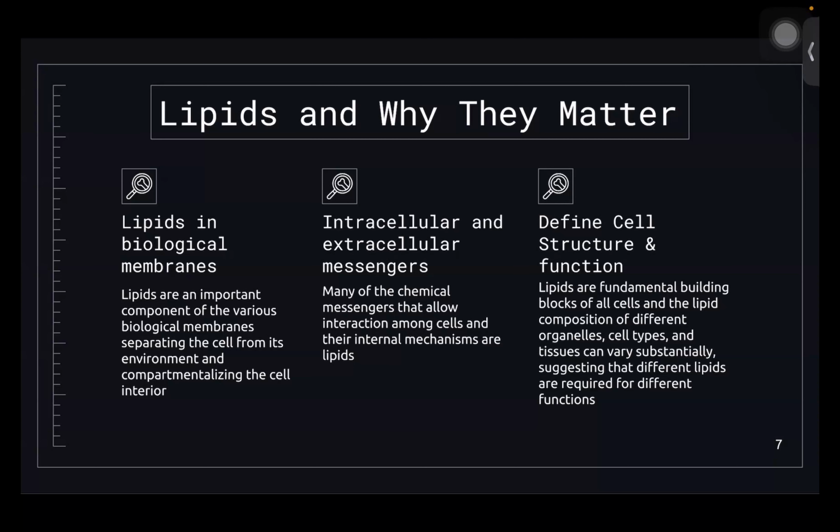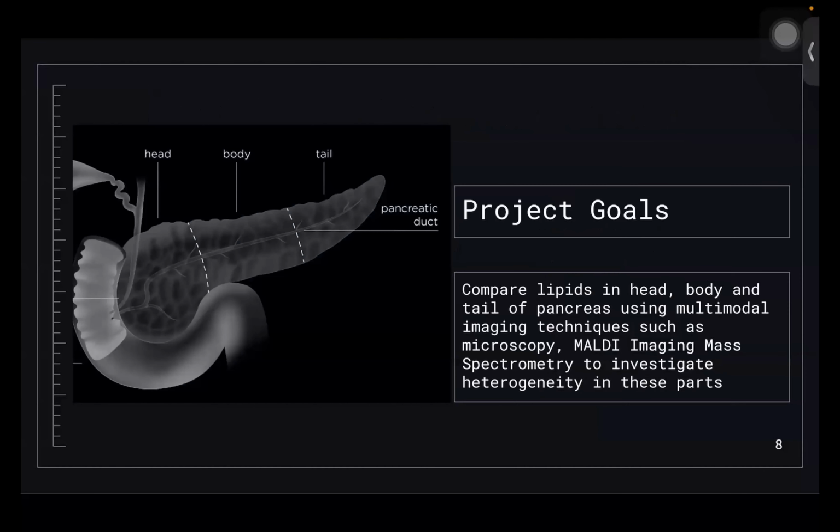That means that the lipid composition of different organelles can vary substantially. So they help define the cell structure and function. So we're going to be using lipids because of their importance in our cell and all of that, as well as because of the imaging technology that we have to investigate the heterogeneity that exists in the pancreas.